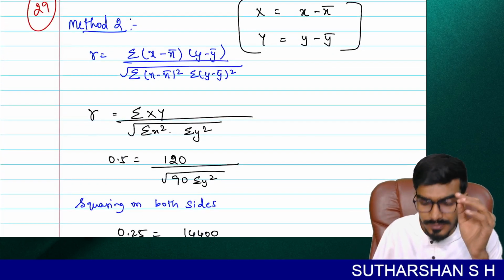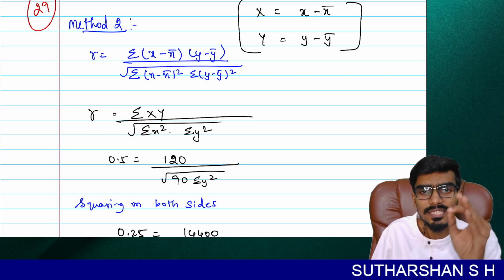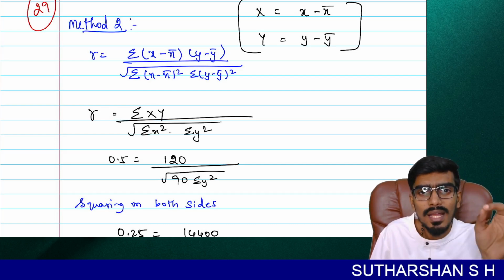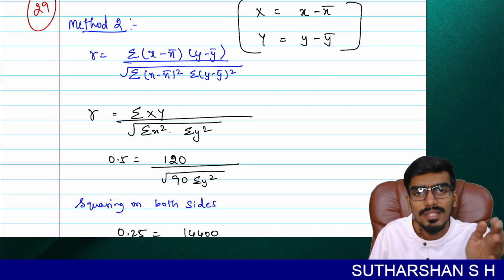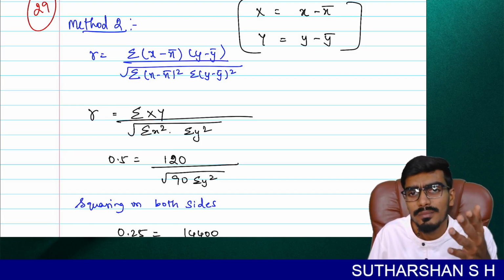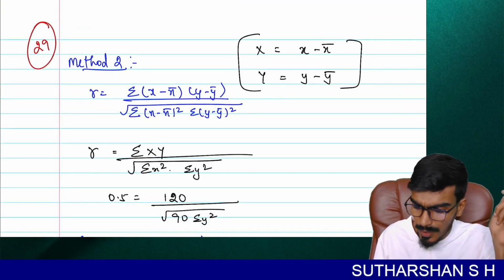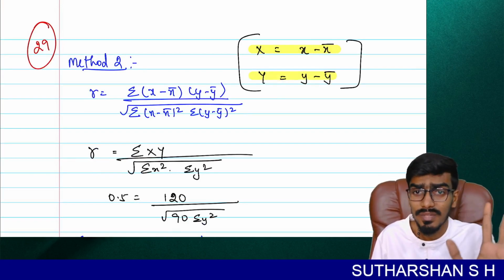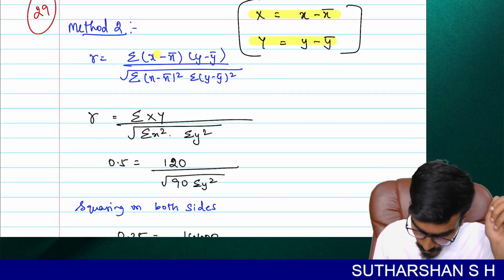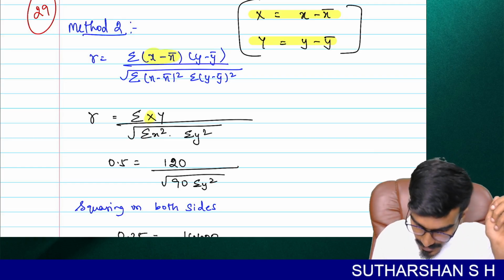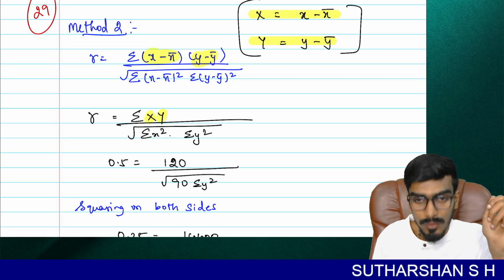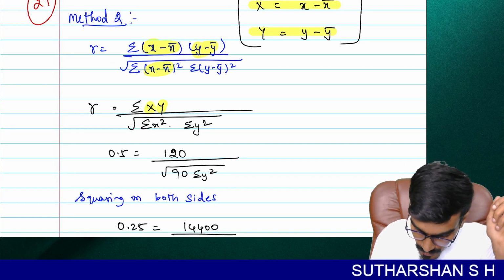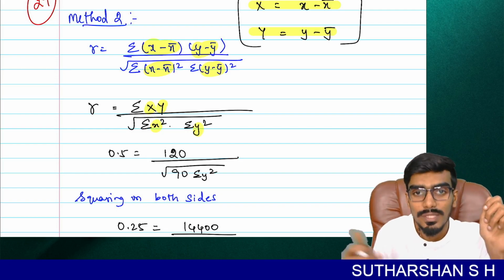Alternative way, r is equal to summation x minus x bar into y minus y bar, divided by the nth root of summation x minus x bar the whole square, summation y minus y bar the whole square. Here we are making two assumptions: x is equal to x minus x bar, y is equal to y minus y bar. This is the assumption we are taking. For x minus x bar we are substituting x. For y minus y bar we are substituting y. Then divided by, for this portion we are calculating x square, for this portion we are substituting y square, so it is basically y square.